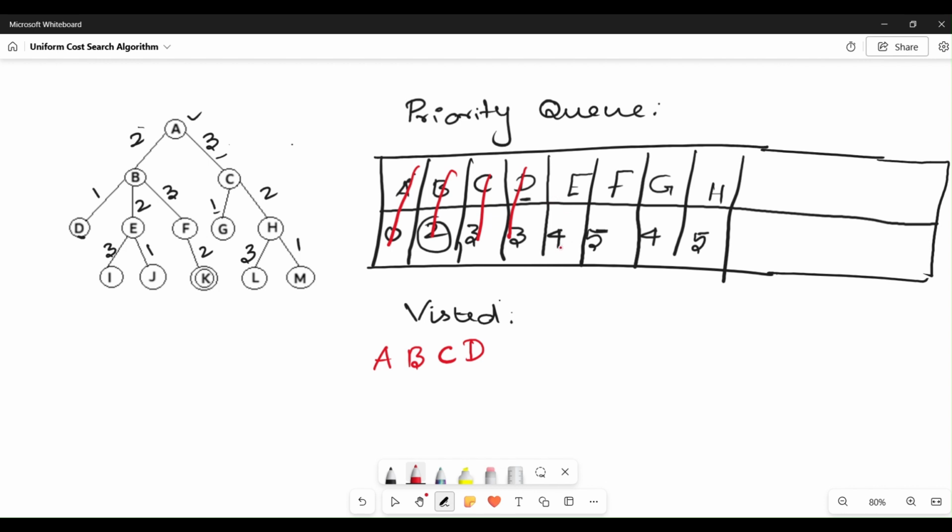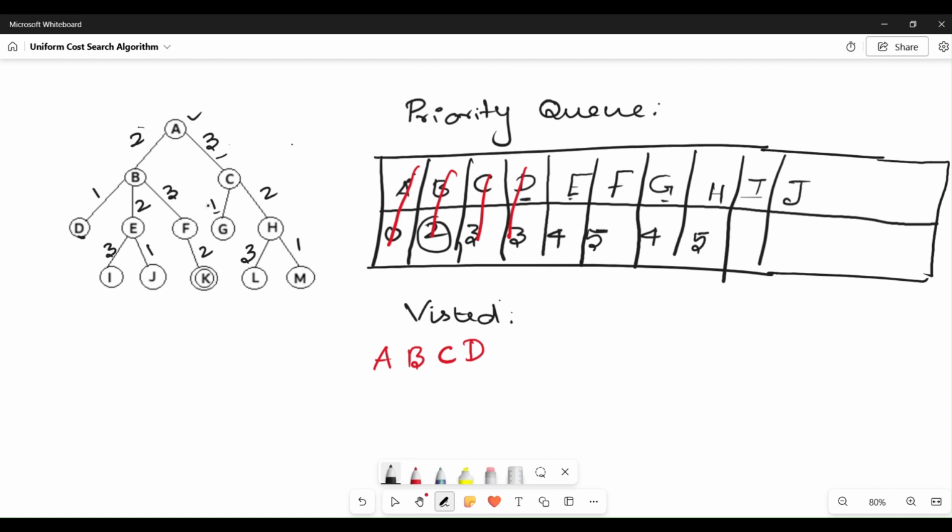Now we will be checking in the next process, the lowest cumulative path cost. So the next lowest cumulative path cost is 4, 5, 4, 5. So E and G have the same values. Even though E has the first priority, we will traverse through the E. Okay, next. The nodes below the E are I and J. So directly we write I and J.